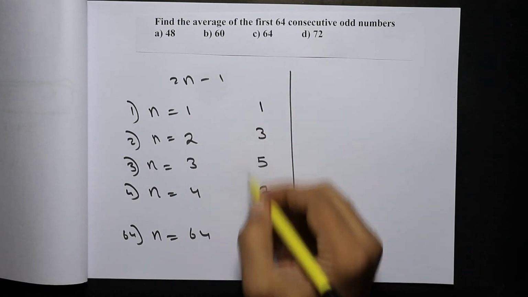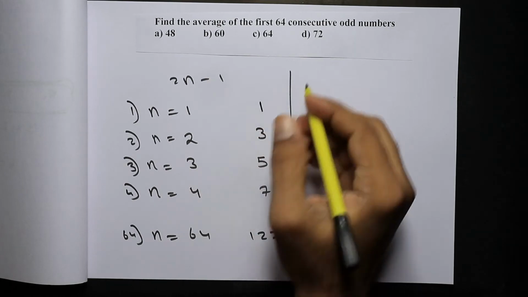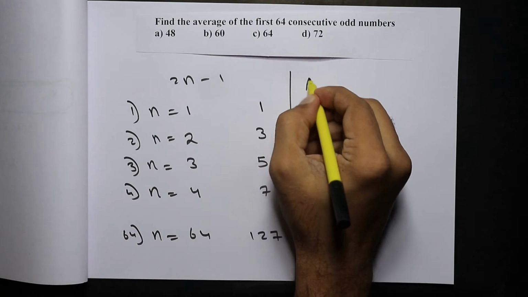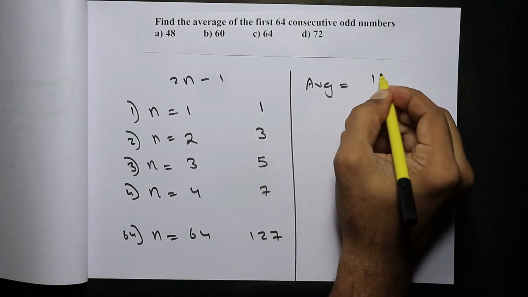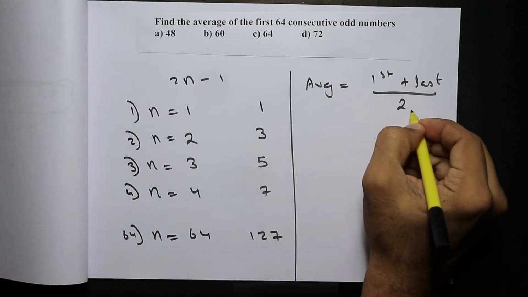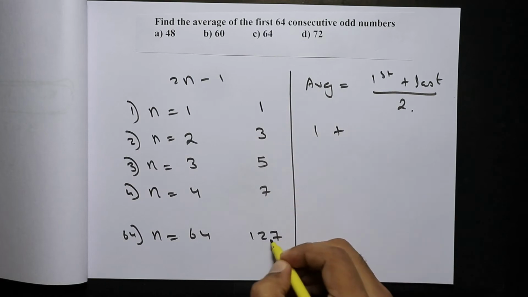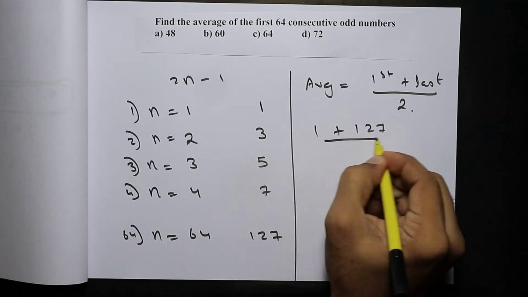Now this is an arithmetic progression. Every time you are adding 2 to get the next number. So in such cases, the average can be calculated as first number plus last number by 2. So using this formula, first number is 1, last number is 127 by 2.